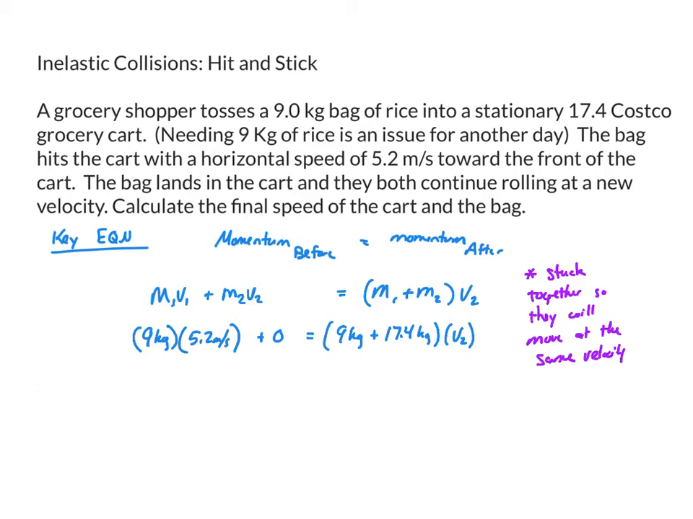A little bit of algebra. We'll now be able to simplify and solve and find the velocity of the cart and the bag. So in this case, our final velocity, or V2, is about 1.77 meters per second. We've just used the conservation of momentum to solve this problem for a hit and stick inelastic collision.